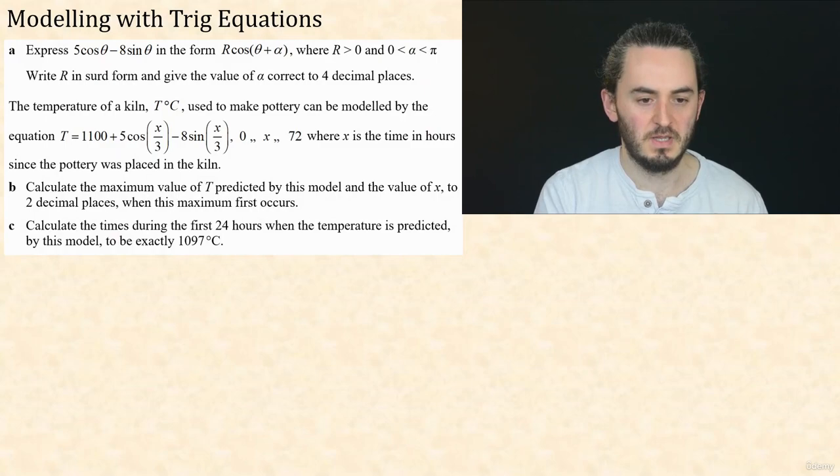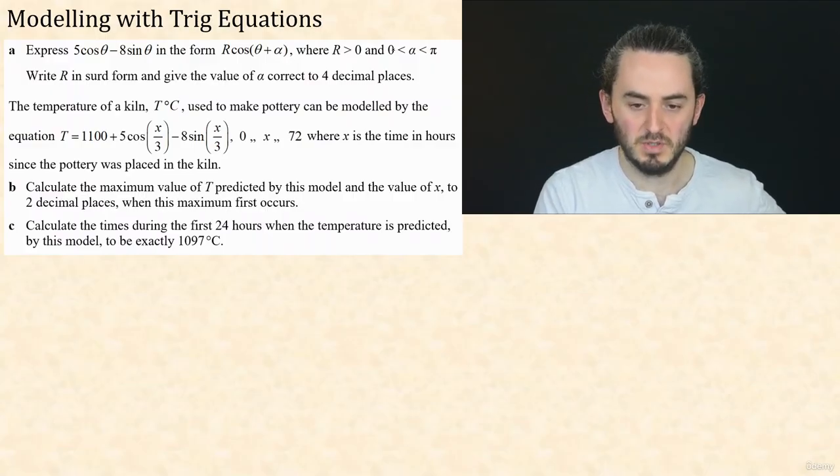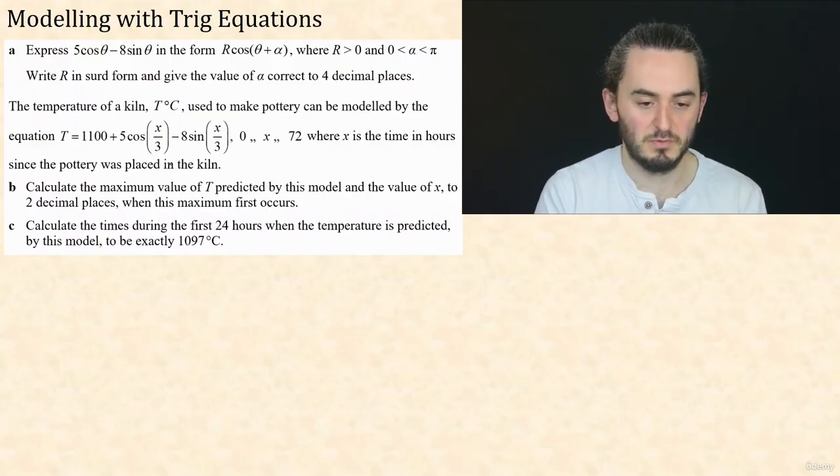Let's have a look. All right, so let's read through this question. Express 5 cos theta minus 8 sine theta in the form r cos(theta plus alpha). R is positive, alpha is between 0 and pi. Write r in surd form and give the value of alpha correct to 4 decimal places. Okay, so that's just expressing it in harmonic form. So let's do that first before we read the next section.